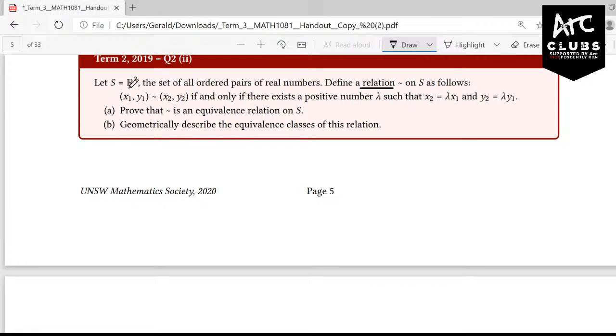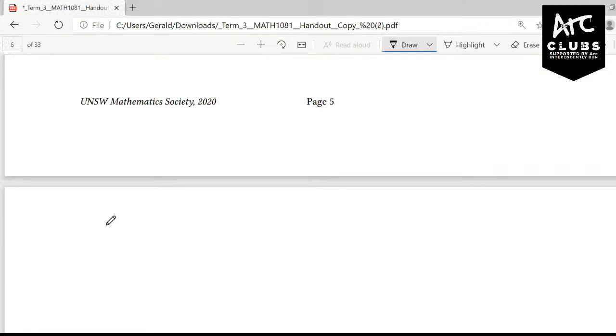So if S is R squared, which is the set of all ordered pairs of real numbers, and we want to define a relation such that they are related if and only if there exists a positive number lambda such that x2 equals lambda x1 and y2 equals lambda y1. And we want to prove that it's an equivalence relation. So you want to prove three things. You want to prove that it's reflexive, which is pretty obvious.